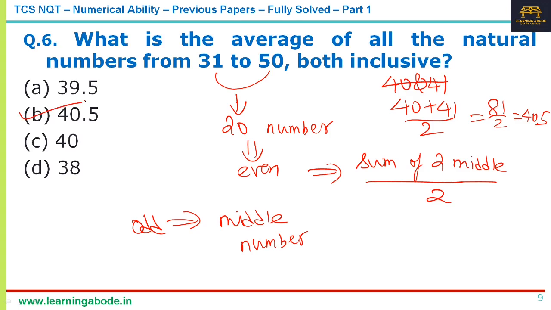So the idea is, when you have an odd number of items in consecutive terms, the middle number is the average. When you have an even number of numbers, the sum of the two middle numbers divided by 2 is the average.